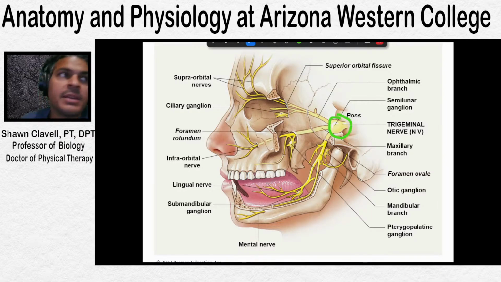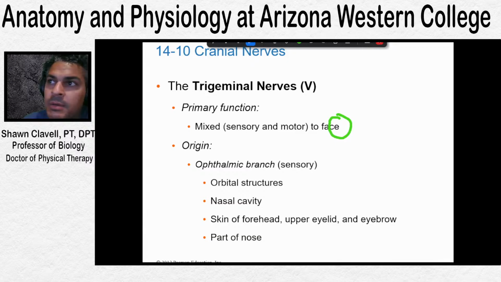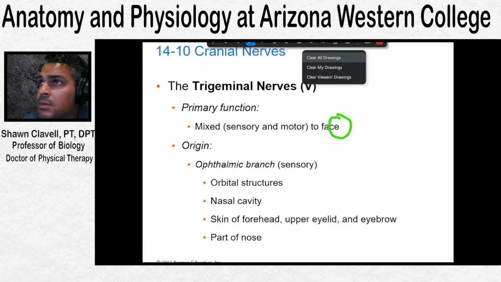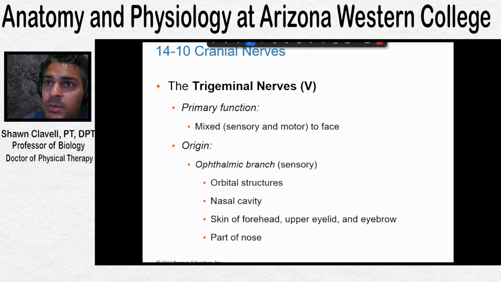And so that is a ganglion. And so the cranial nerve number 5, the trigeminal nerve, is the nerve related to primary function, sensory and motor to the face. So sensory and motor to the face. So that might be an answer for us, right?